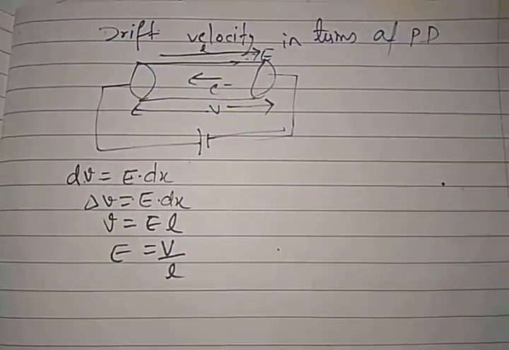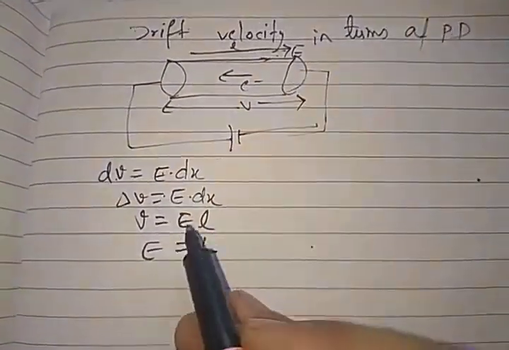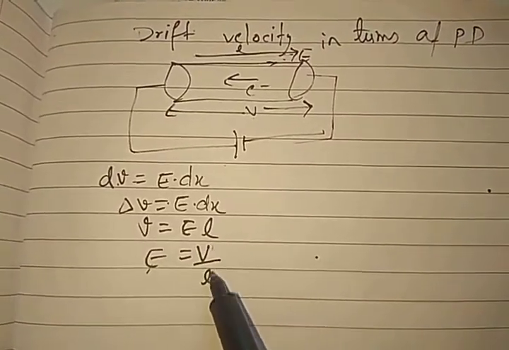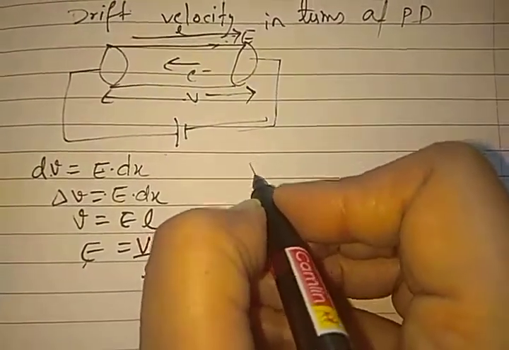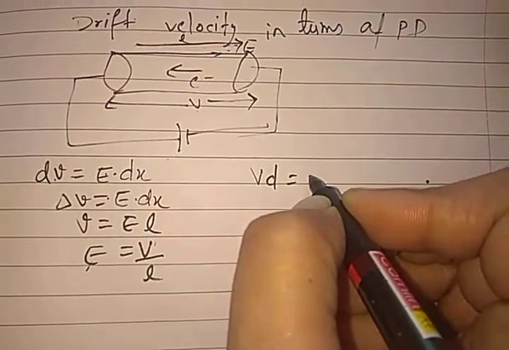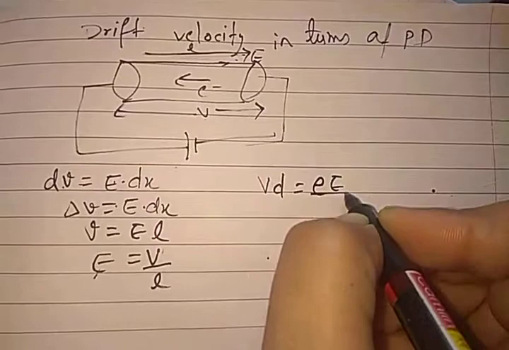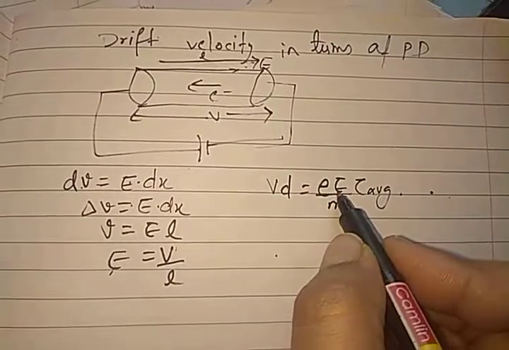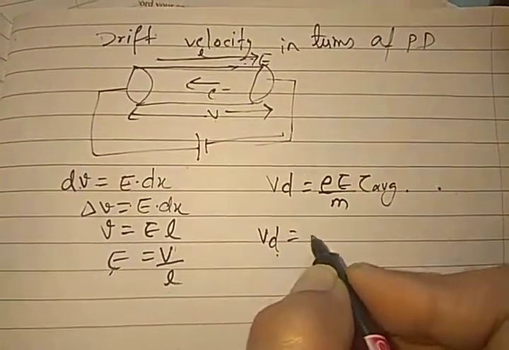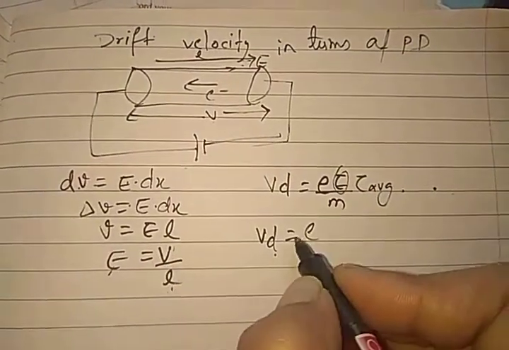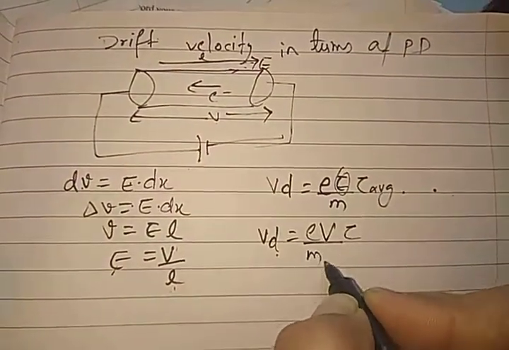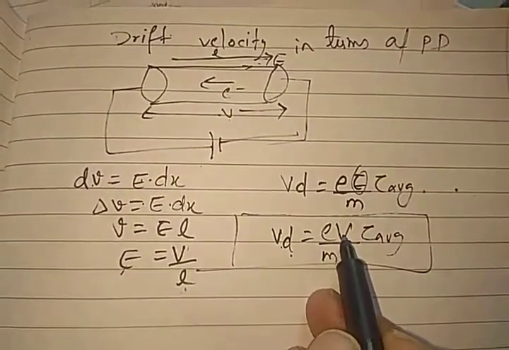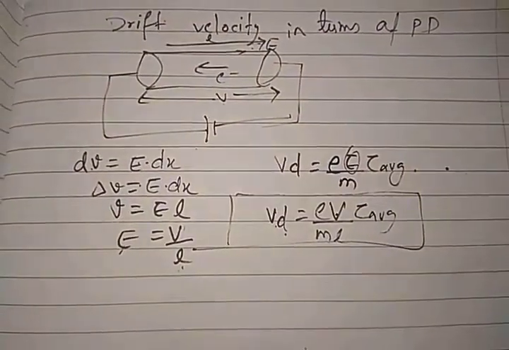So from here what did we get? Potential per unit length, E is equal to V upon L, where E is the electric field. Now, in the derivation there, Vd is equal to eE upon m times tau average. So instead of E, we write V upon L. So it will turn into this form: drift velocity in terms of potential difference. Got it?